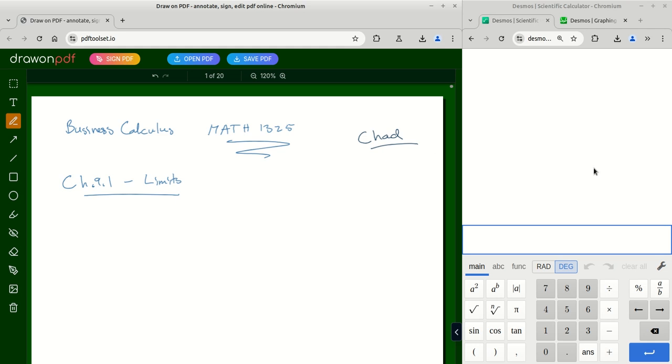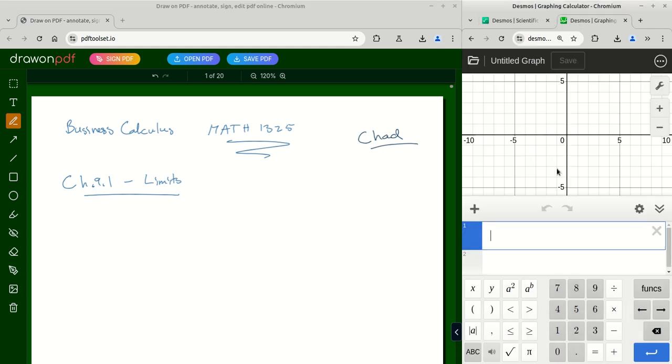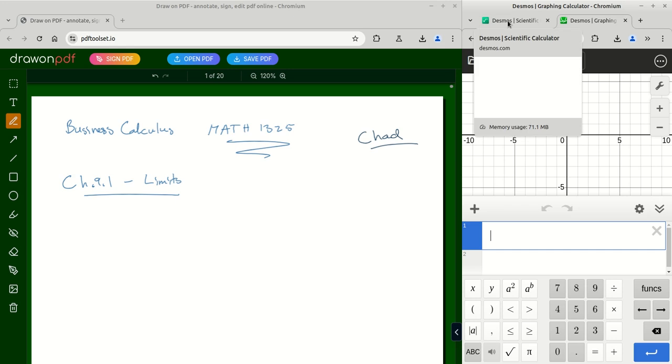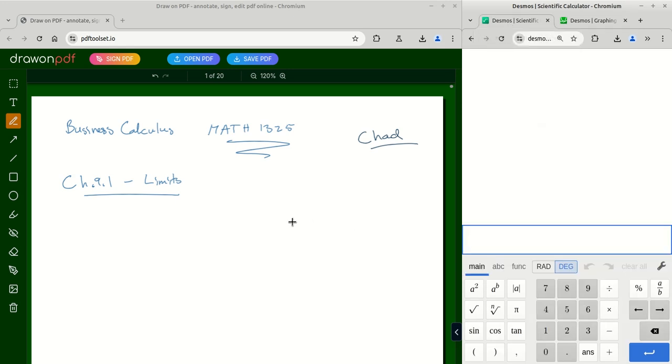I'm going to have, of course, Desmos Scientific and Desmos Graphing up, and we're going to be using them a lot here in Chapter 9. So let's do this thing. I'm going to start with limits.